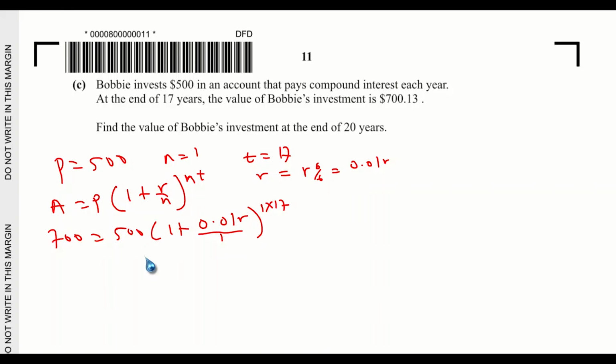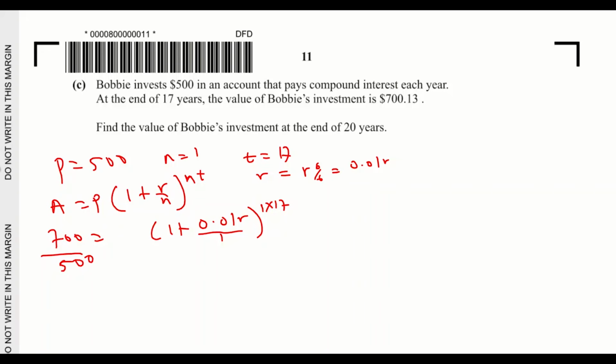Okay, so I can now divide both sides by 500. If I do so, this will disappear here, so I'm left with this. The next thing I can do here is to take the root of this. I can multiply the powers by 1/17 to make this disappear.